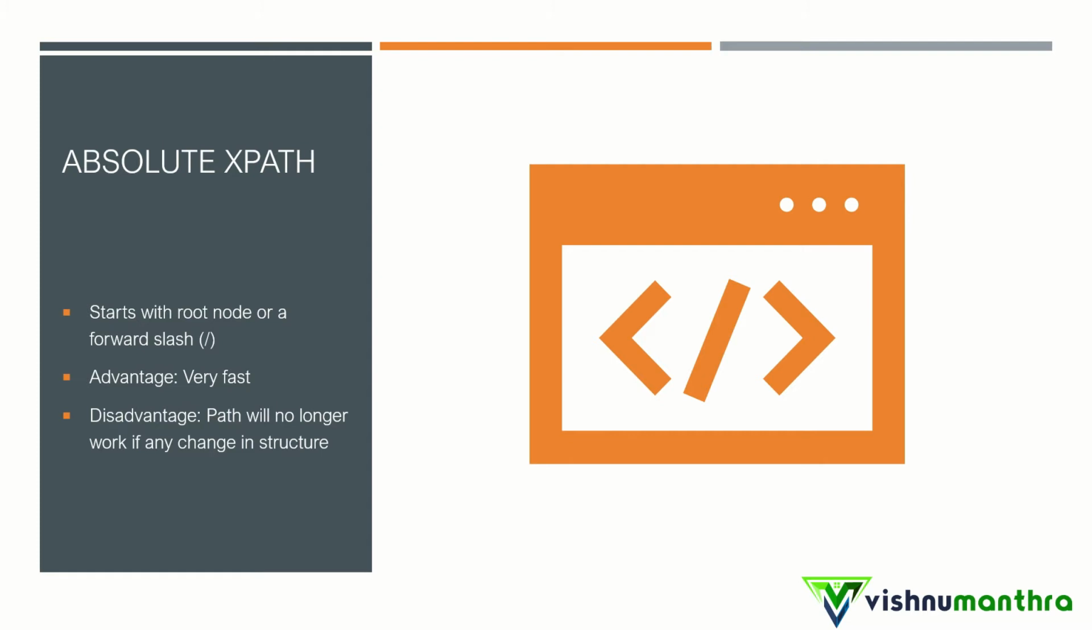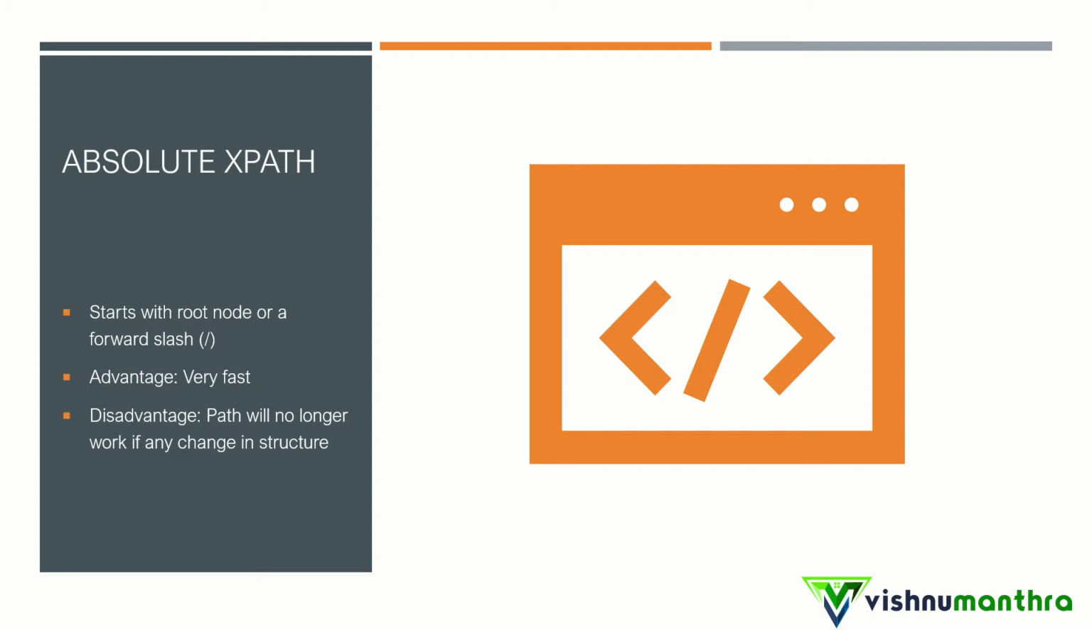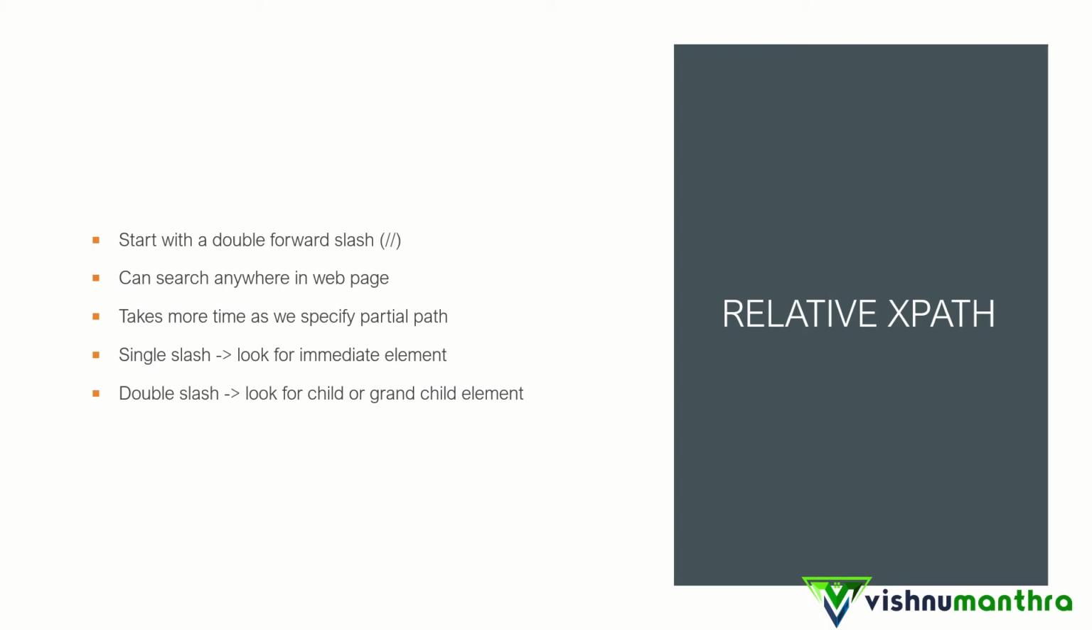The difference is very easy to understand. Absolute XPath, if you mention it, is very fast. And relative XPath will be slower compared to absolute XPath. But the other thing is that in our practical scenario, where we will have the HTML structure, if the developer makes any change in the web page and breaks the path, then absolute XPath won't work. But relative XPath is somewhat independent when compared to absolute XPath.